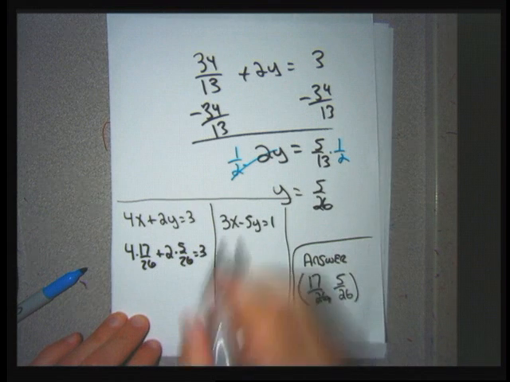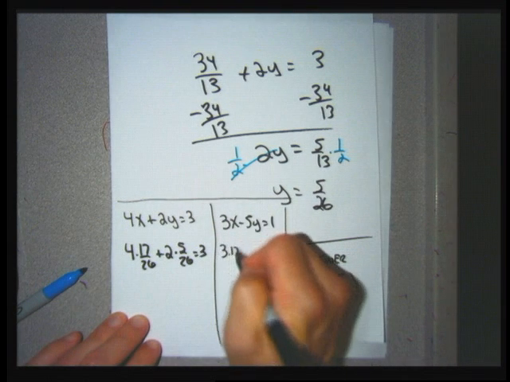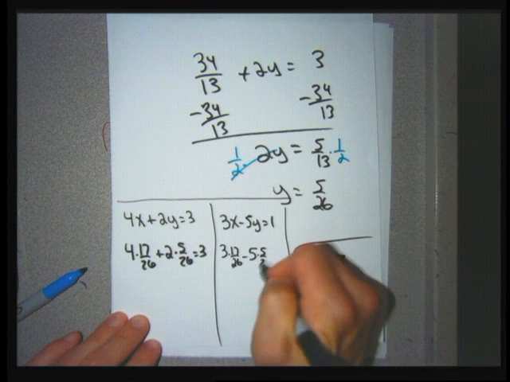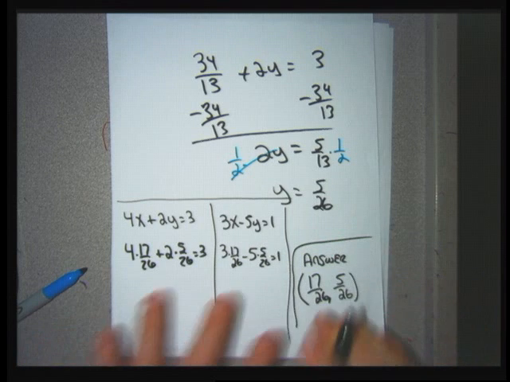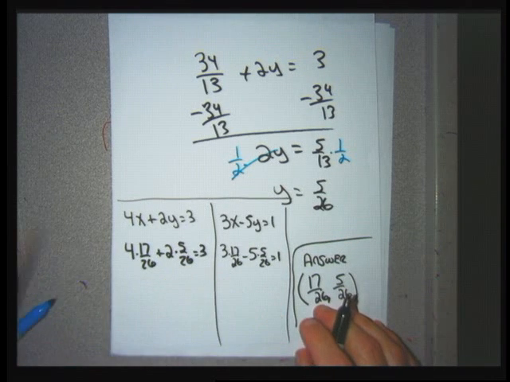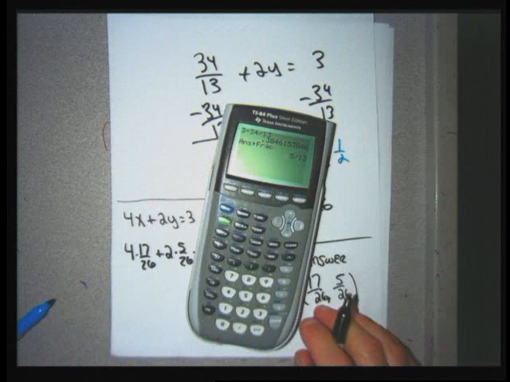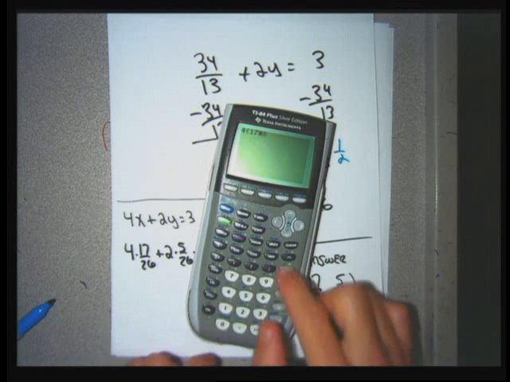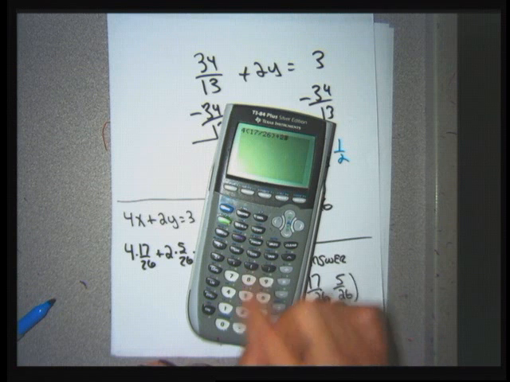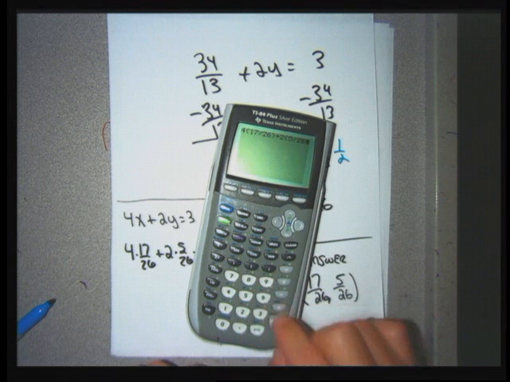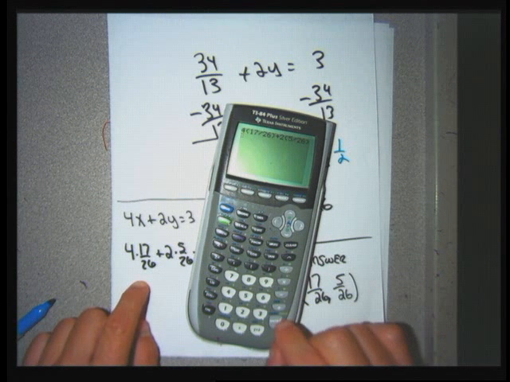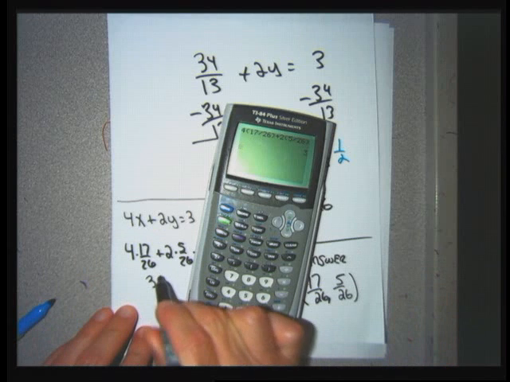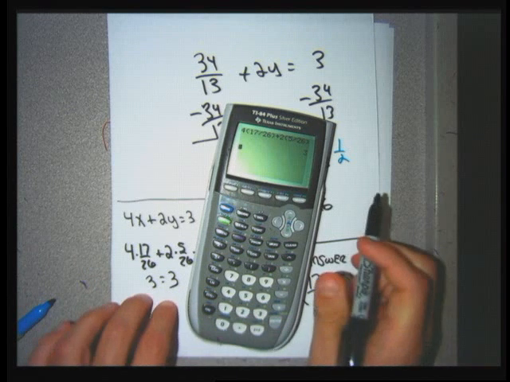Similarly, I should be able to go 3 times 17 over 26 minus 5 times 5 over 26, and that should be 1. Both of these, I'm going to check on my calculator, and it's so hard to make my calculator show up, but that looks good. So I go 4 parentheses 17 over 26 plus 2 parentheses 5 divided by 26. That's checking the left-hand side on my calculator. When I hit enter, I get 3 equals 3. So that checks in that equation.